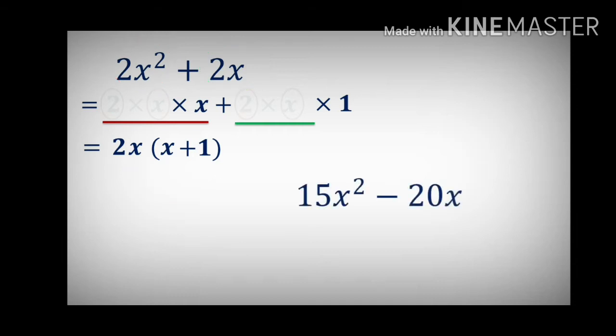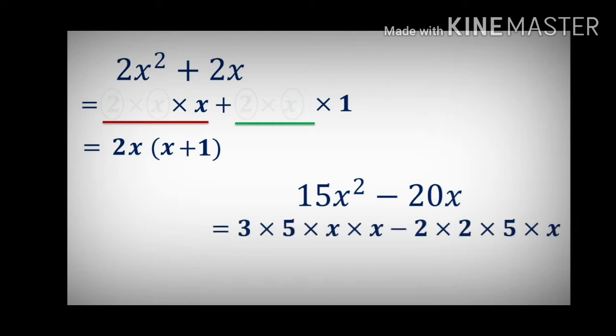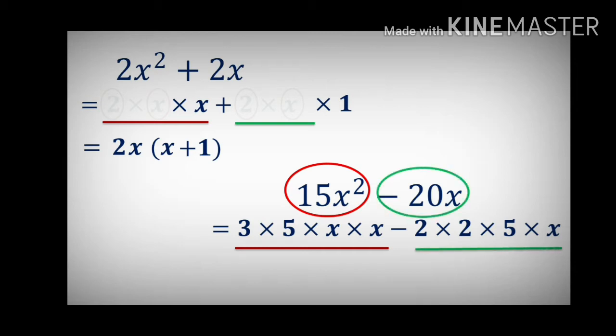Similarly, let us take another expression, 15x squared minus 20x. Now 15x squared can be written as 3 into 5 into x into x. 15 is written as 3 into 5, x squared is written as x into x. Similarly, minus 20x can be written as minus 2 into 2 into 5 into x. 2 2s are 4, 4 5s are 20. That's simple factorization of 20.